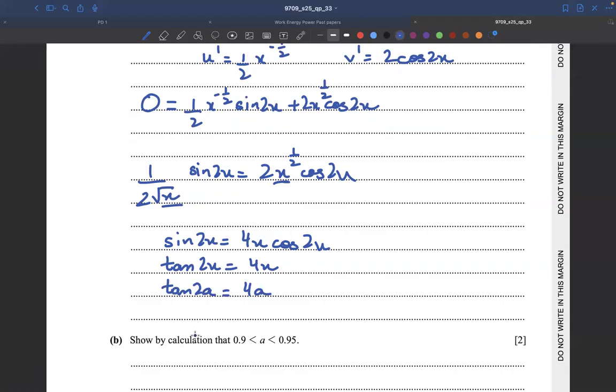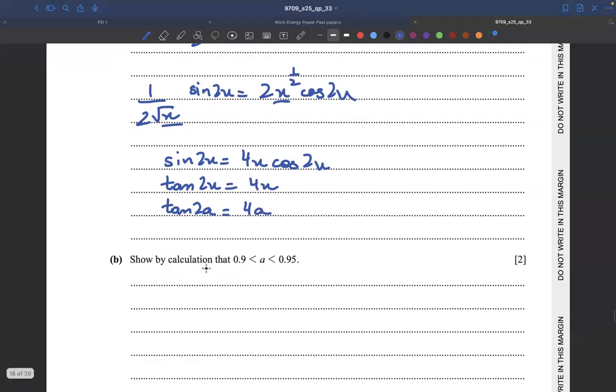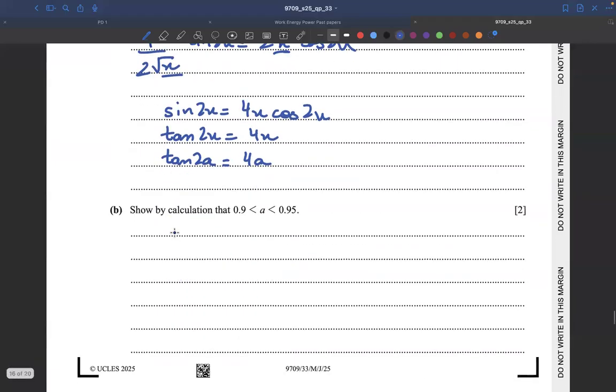Now it says in part B to show by calculation that a is between 0.9 and 0.95. So in the first step, we will make sure that we write it as tan of 2a minus 4a is equal to 0. Now, this is a very common mistake students make. They forget to bring the a term on the left hand side and make it equal to 0, and then try plugging in the values, and they do not get a change of sign. So this is the first step you will have to do.